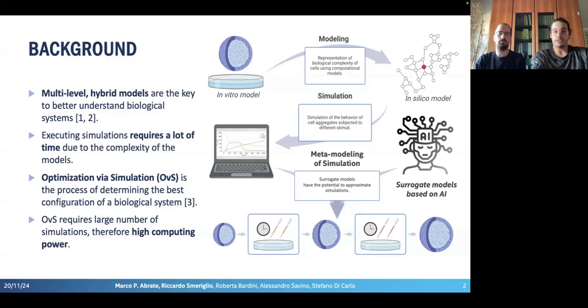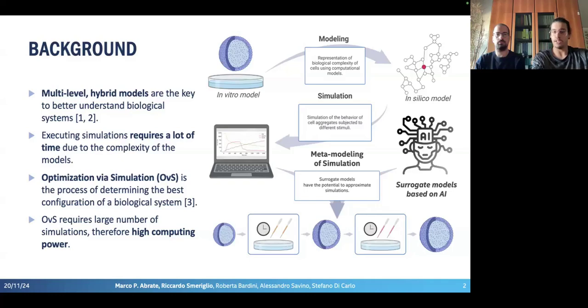In particular, this kind of in silico model is very complex, and this is due to the complexity of the in vitro model that they aim to model. And this means that they require a lot of time and a lot of computational power in order to execute a single simulation.